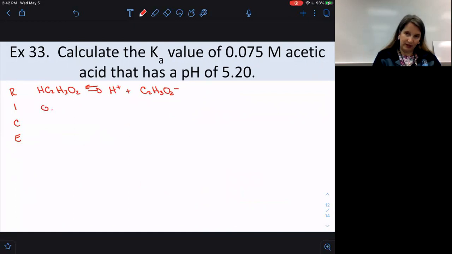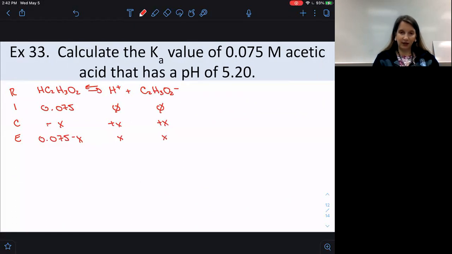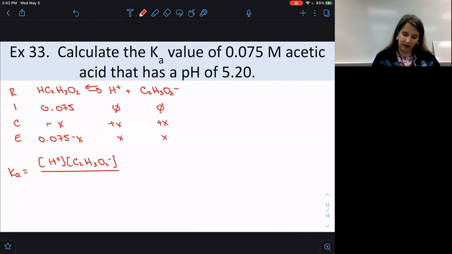We have a 0.075 molar solution. We start with no products as per usual. And then I'm going to go ahead and just fill out my equilibrium row here. Now, when I write out my equilibrium expression without any numbers, my Ka is equal to the concentration of H plus times the concentration of C2H3O2 minus divided by the concentration of the acetic acid.